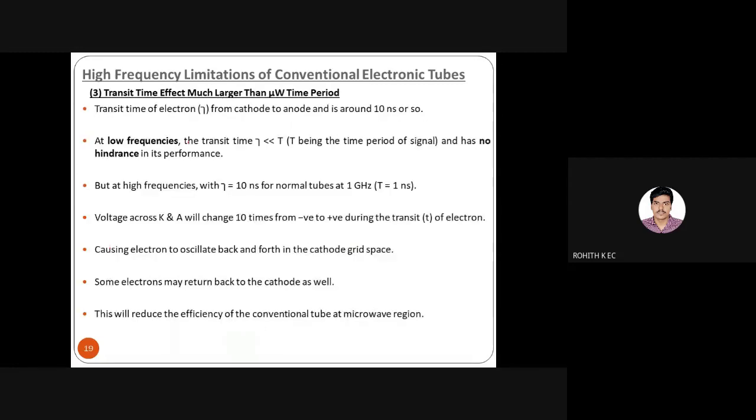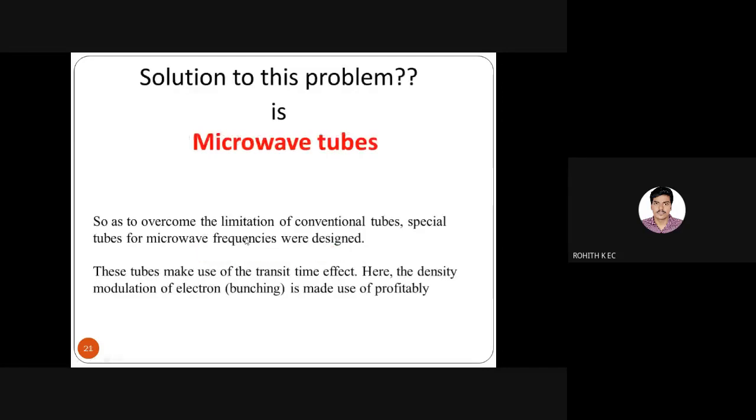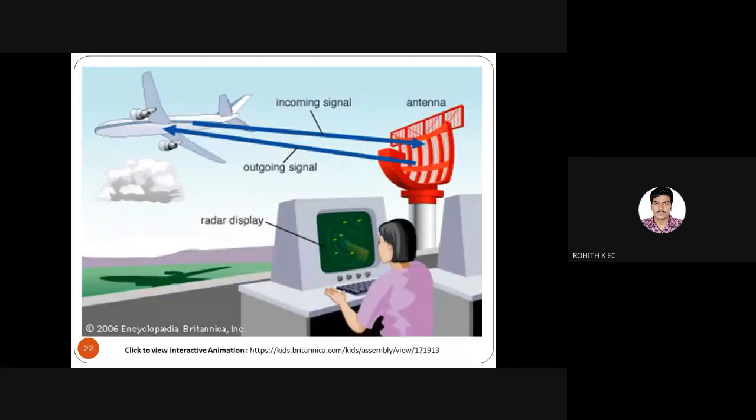To overcome this, this is what is shown here. At low frequencies, the time taken by the electrons to move from cathode to anode does not pose any hindrance in performance. But at high frequencies, definitely there will be a massive challenge for the movement of electrons that leads to reduction in the speed of operation. So the solution is microwave tubes, which help to overcome the problem.